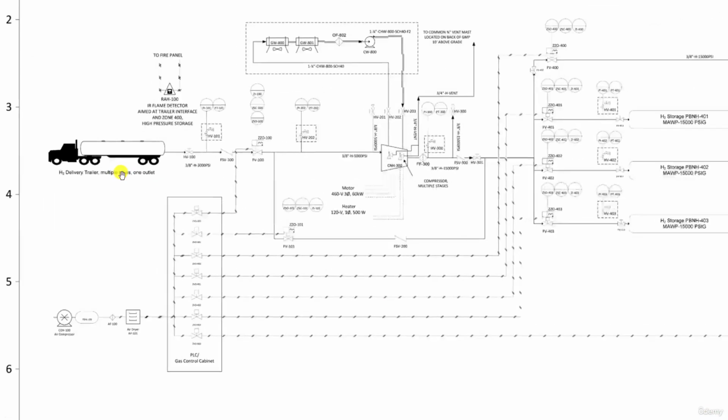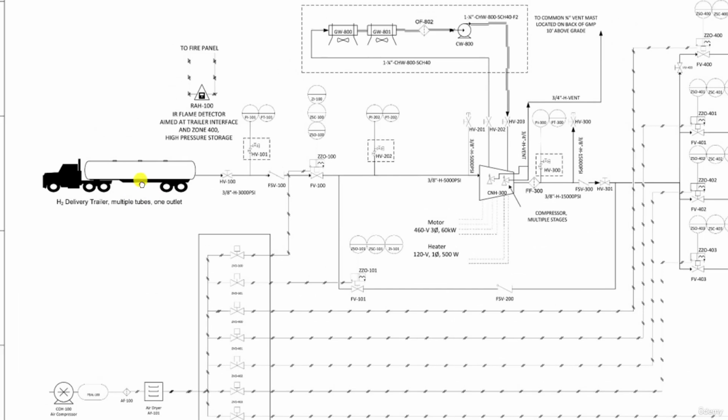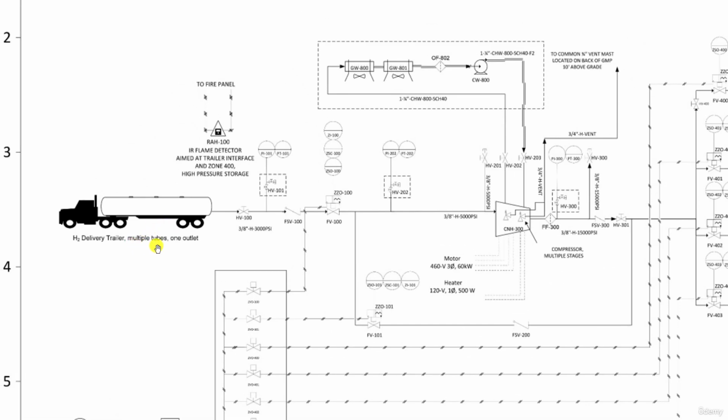Here you can see the hydrogen delivery truck or trailer. It is equipped with many tubes and only one inlet. This trailer is connected to the delivery station at this level here. But the P&ID does not provide additional information as to how the connection is made. Perhaps this is the subject of a dedicated P&ID.